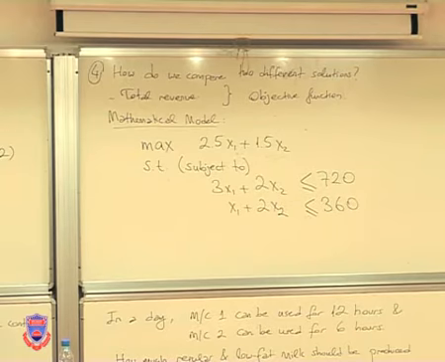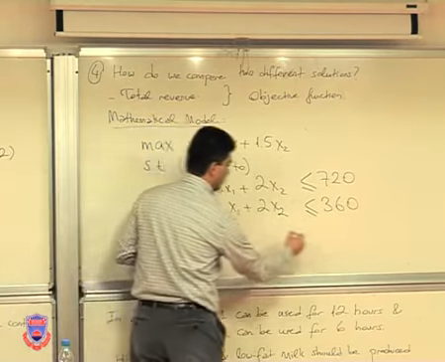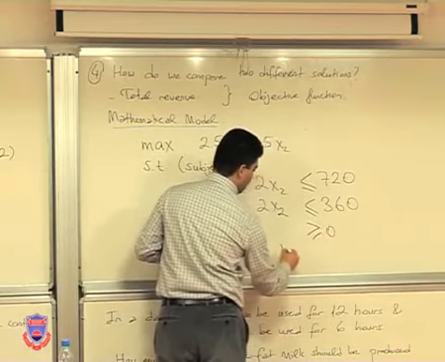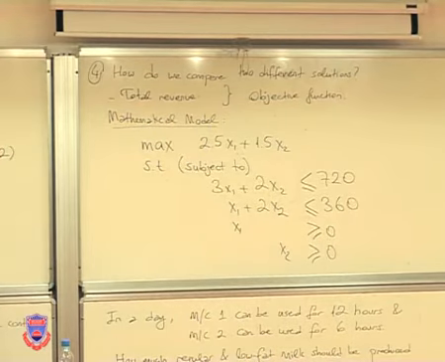Okay? What else do we need? Non-negativity. Never ever forget that. So x1 should be greater than or equal to 0, and x2 should be greater than or equal to 0 as well. Well, this is all we need basically, okay? So this is the mathematical model of this simple production planning problem, okay?